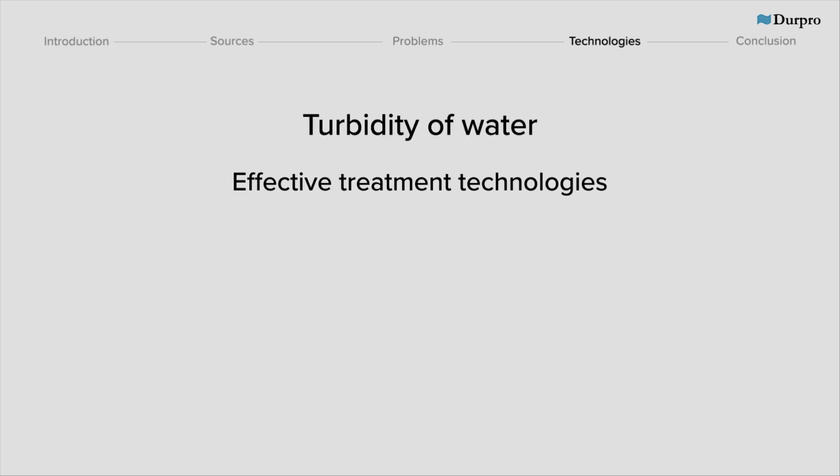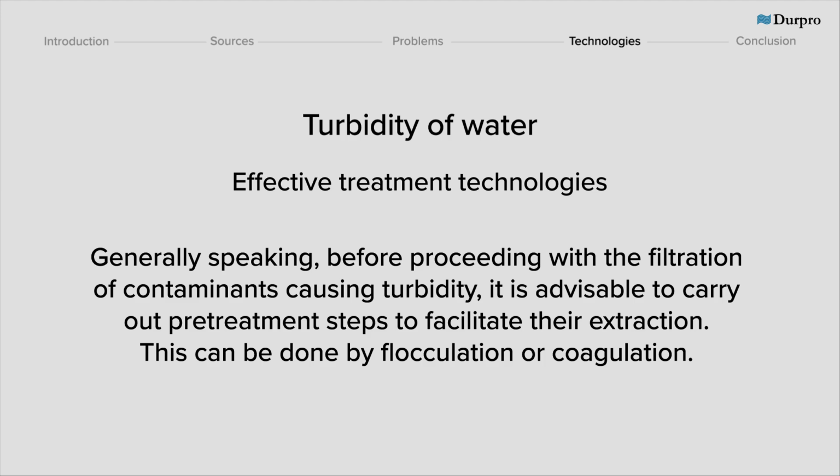Effective turbidity treatment technologies. As we saw at the beginning of this article, turbidity can be caused by several types of contaminants. Each contaminant can have a different impact on the water and its hazardousness, but they are generally all removed by the same or similar technologies. Generally speaking, before proceeding with the filtration of contaminants causing turbidity, it is advisable to carry out pre-treatment steps to facilitate their extraction. This can be done by flocculation or coagulation.